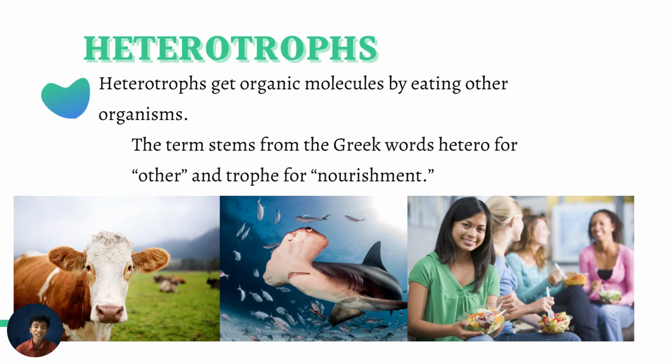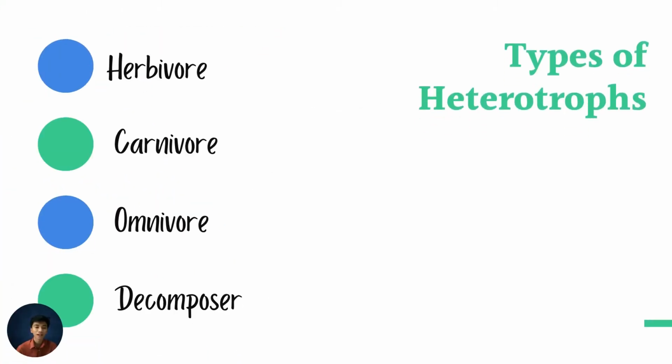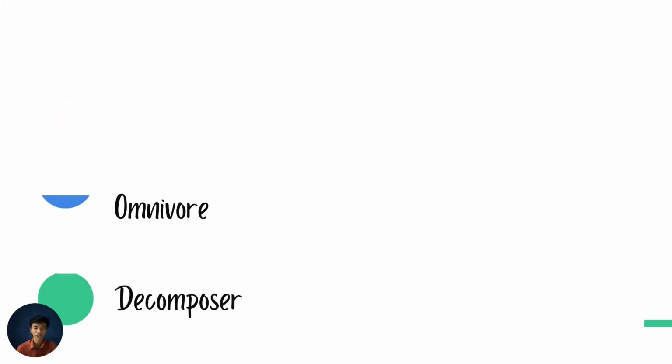Do you consider yourself a consumer? Yes, because we get our energy by eating. Now, there are 4 main types of heterotrophs or consumers. These are the herbivore, carnivore, omnivore, and decomposer.